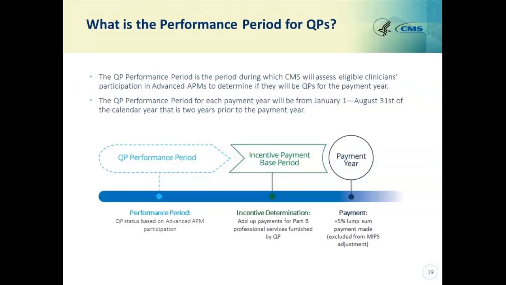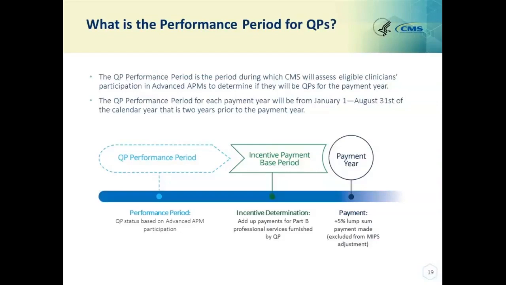Here again is a slide. The graphic really tells it all, but we want to make sure it's clear. The first section here with the dotted lines around it is your QP performance period. This is the performance period by which you are actually participating in the advanced APM. So that is where you're actually performing the work to be determined.